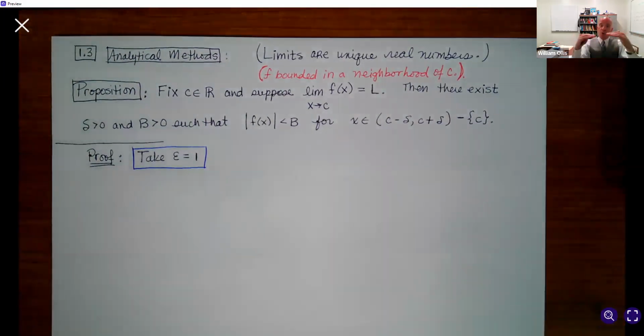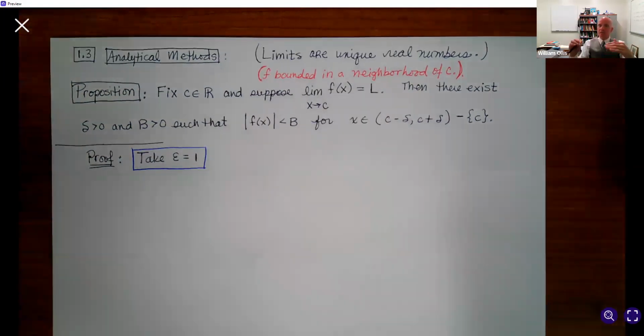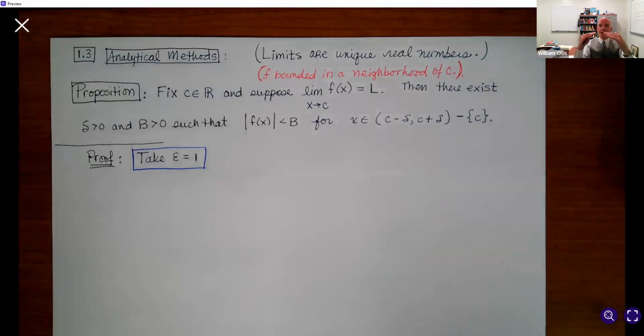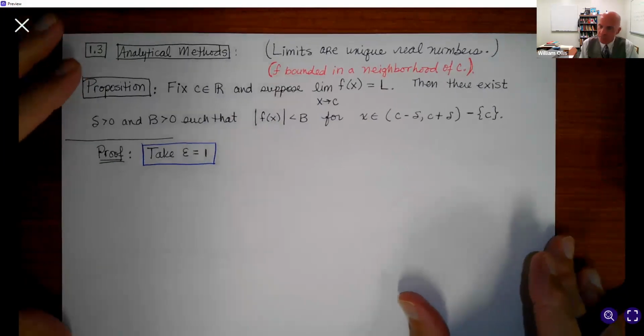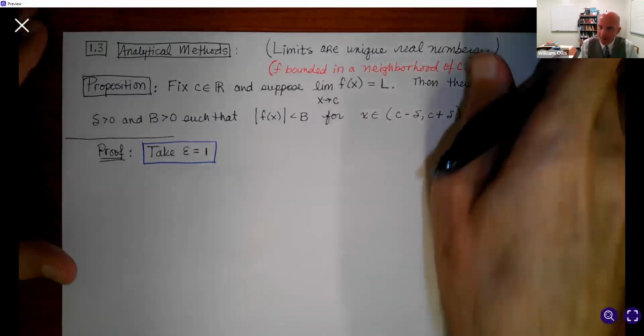So as we approach C from either side, the value of the function is bounded. It can't get crazy because this limit exists. You can't be approaching a finite value and then you hiccup and you're at infinity and then you drop back down. That's not going to happen. The function's well behaved. Why is that? This is actually simpler than you might think.